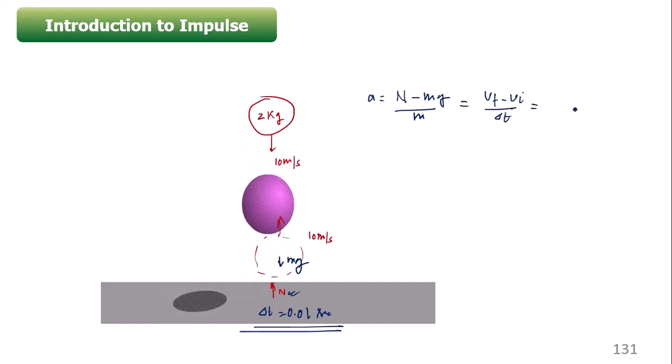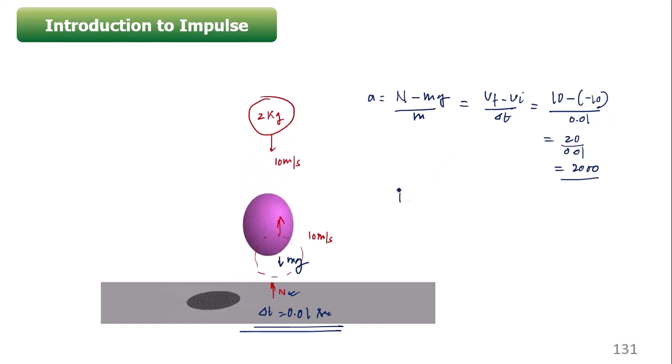Now what is v final? V final is the final velocity, that is 10. Initial is minus 10, divided by delta t, which is 0.01 second. So it gives 20 divided by 0.01, which means 2000. So the acceleration is 2000 meter per second square. You can see how high an acceleration is being generated.